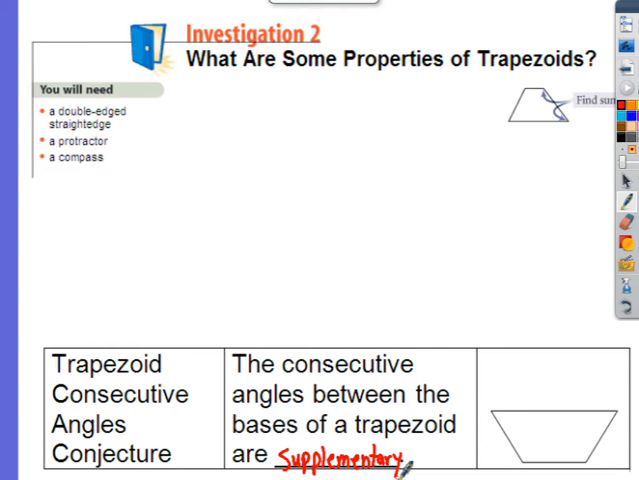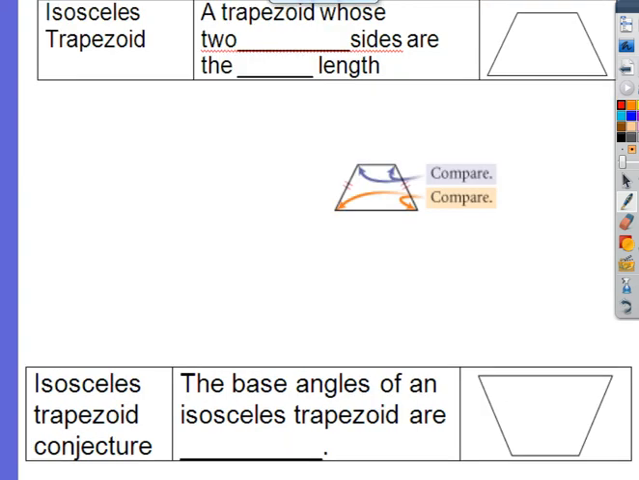Next, the isosceles trapezoid conjecture. The base angles of an isosceles trapezoid are congruent. The base angles are congruent. So again, base angles, base angles. So those angles are congruent.